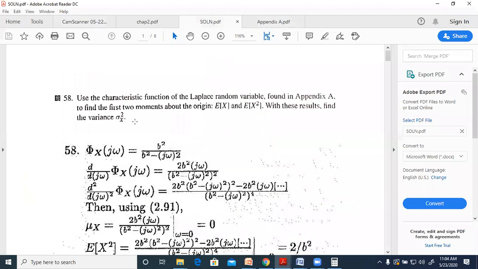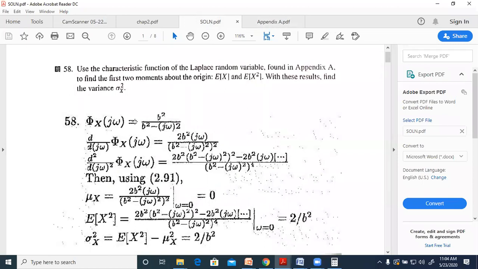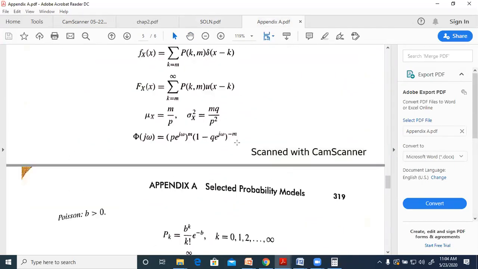Okay, 58 is the question which we tried to see, we didn't solve it. So the solution is something like this. Use the characteristic function of the Laplace random variable found in appendix A to find the first two moments about the origin, E of x and E of x squared, and with these results find the variance sigma x squared also. Okay, so we are given the Laplace random variable, I think here we have the Laplace random variable, the phi there.